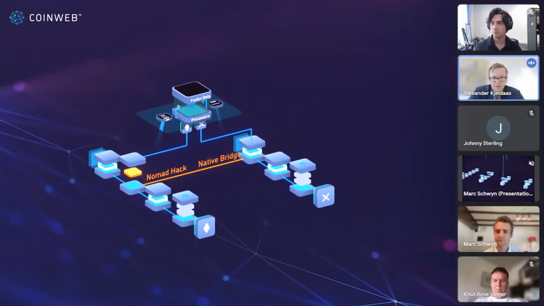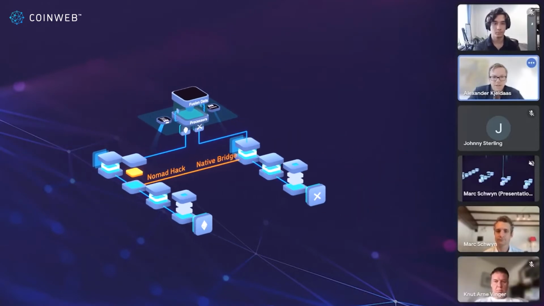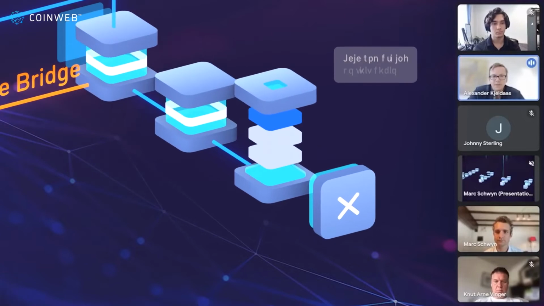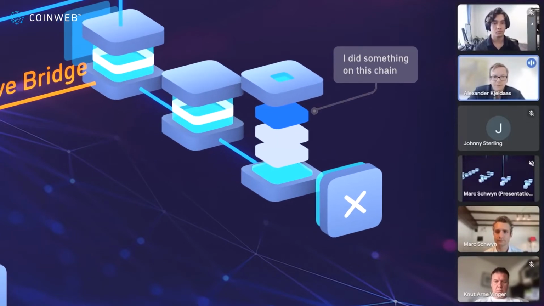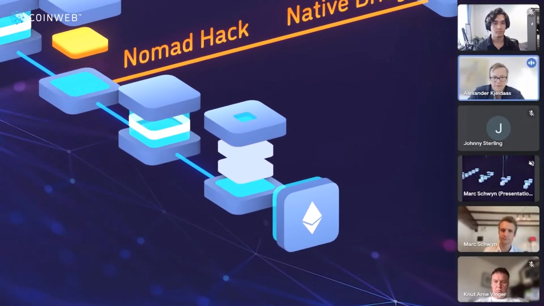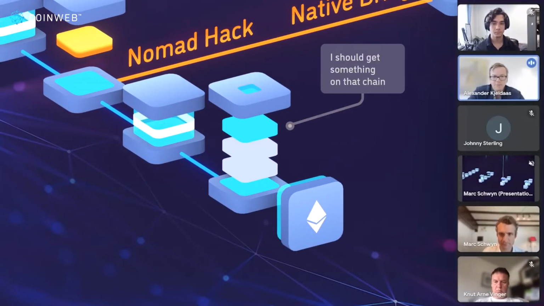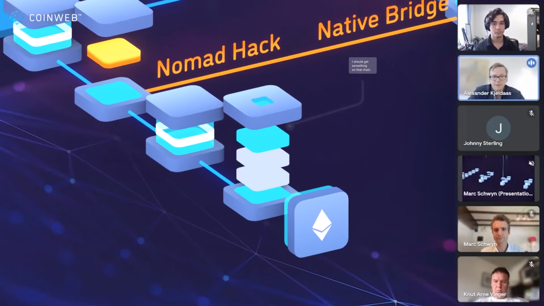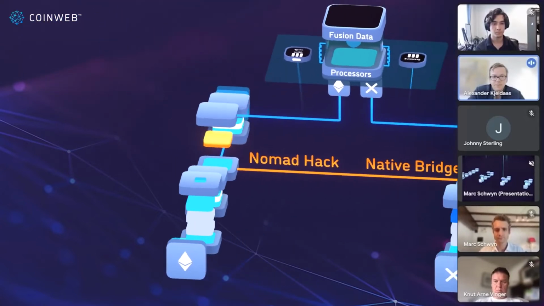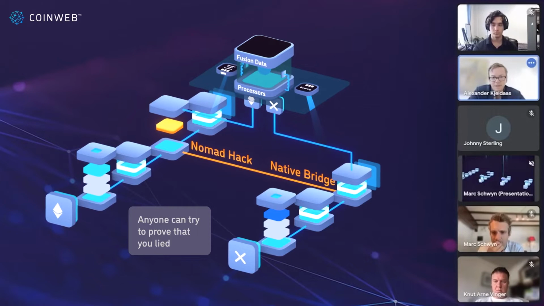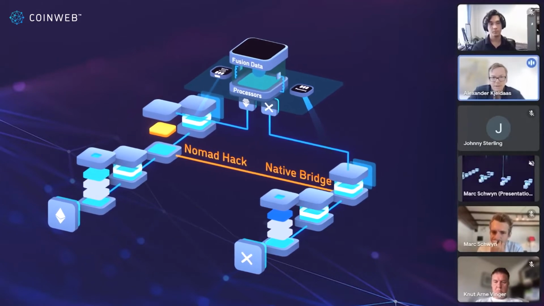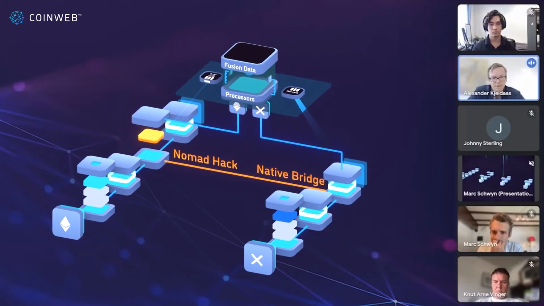But how a native bridge works is that you say, I did something on another chain and I transferred some value or whatever. I want to extract similar value on this chain, let's say Ethereum. Prove me wrong. And then there's a time period where somebody else can prove that you lied. And if you lied and if that can be proven, then you lose some sort of collateral. And the nice thing about native bridges is that they don't rely on external parties' signatures.